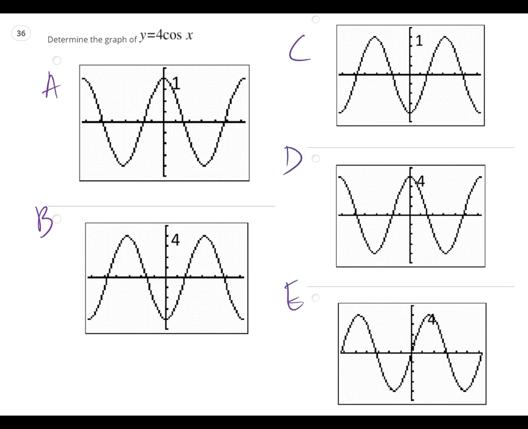All right. First of all, where does cosine start? 0 or 1? Well, it starts high, right? So based on that fact, it either starts high or it starts low. Which one can we eliminate?